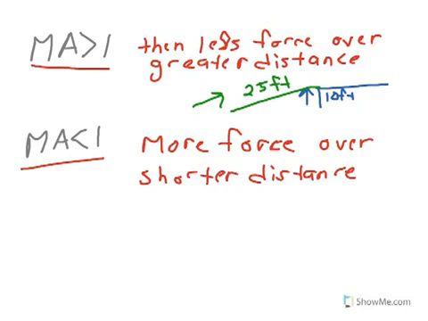For a mechanical advantage less than 1, all it's saying is that I'm putting in a lot of force and moving it over a very short distance. The example that we had used before in class was a weight set that's on chains.